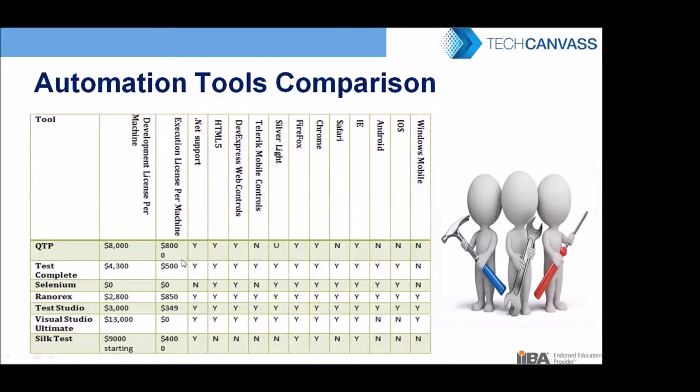And looking at the features these different tools provide, as you can see, not all tools provide all the features. So let's take an example of the comparison between Test Complete and Selenium. By paying almost $5,000 here, what we are able to achieve is everything but not Windows Mobile. And the same functionality can be achieved, obviously not all, but Selenium provides the maximum of those functionalities for free.